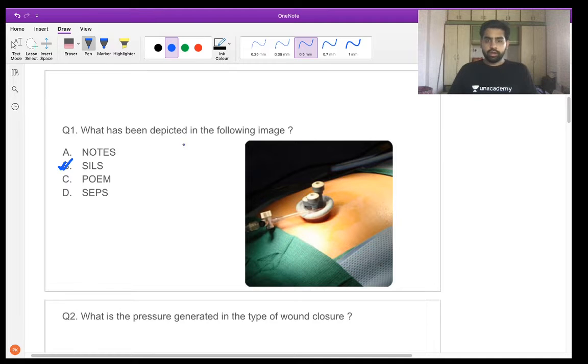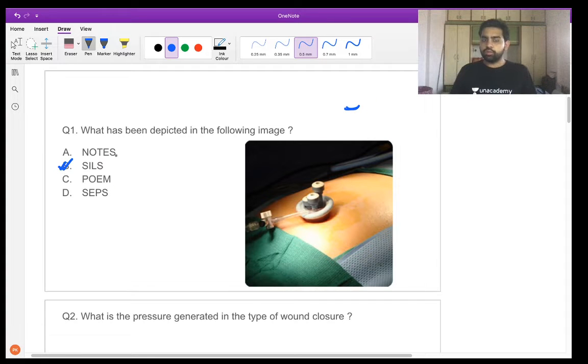So that is single port laparoscopic surgery, single incision laparoscopic surgery. One of the advantages of laparoscopic surgery is that we have less scar. The scar length is less. But if someone doesn't want any scar in the abdomen, we can go for a single incision just below the umbilicus, and then enter the abdomen with the help of a SILS port.